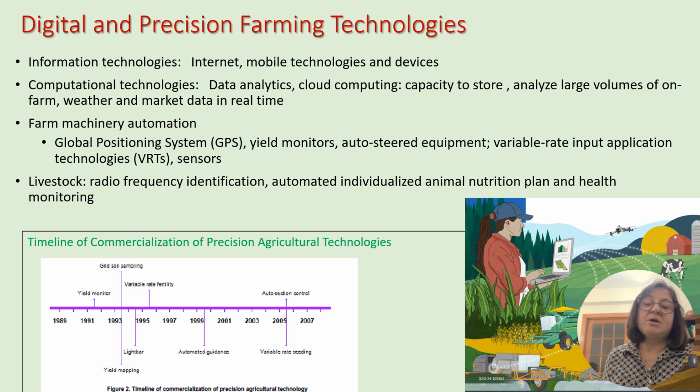Digital and precision farming technologies can play a role in this. These technologies take a variety of different forms. They range from information technologies to computational technologies and farm machinery automation. And these technologies can enable data gathering, data analytics, as well as technology that can monitor the spatial variability and even auto steer equipment, apply inputs at varying rates, and so on. These technologies have been available for several decades. But their use and their effectiveness has been relatively limited.